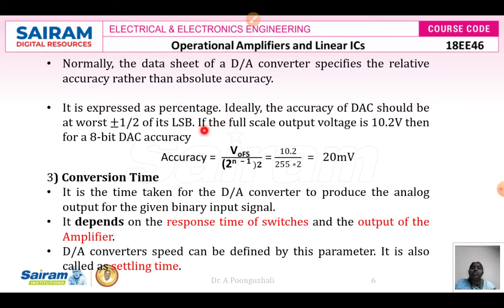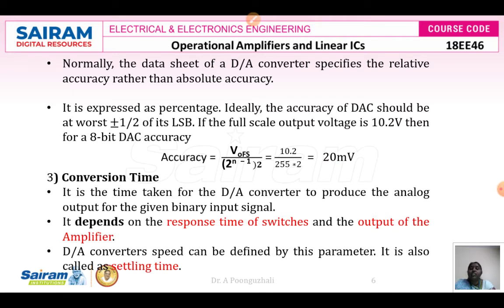In this case the accuracy is going to be expressed in terms of percentage. The accuracy of the DAC should be at first plus or minus half of its LSB. If the full scale output voltage is 10.2, then for an 8-bit DAC, accuracy is given as the full scale output voltage divided by (2 power n minus 1) into 2. Here the full scale voltage is 10.2, and for your 8-bit DAC, 2 power 8 is 256, minus 1 is 255, into 2. That value is going to be 20 millivolts.